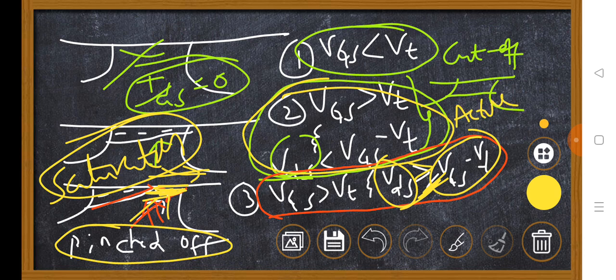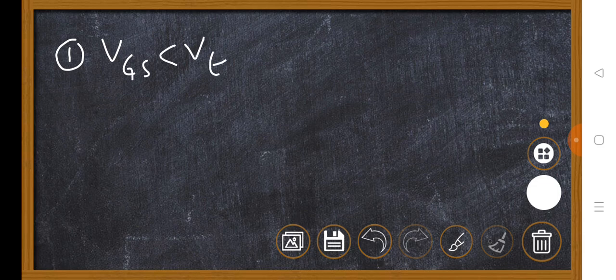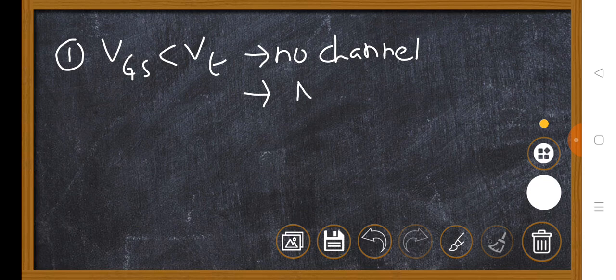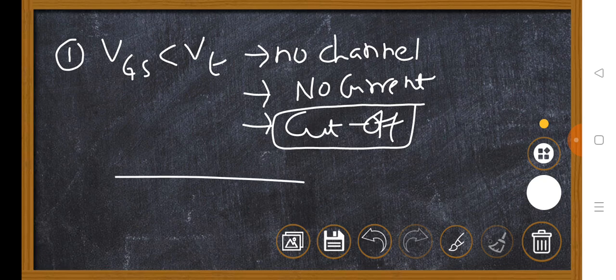Then finally we will conclude this NMOS working operation by writing the conditions along with their equations. Now I am going to write the conditions. Condition number 1: when the gate to source voltage is less than the threshold voltage, is there any channel? Absolutely no channel is there. That means, is there any current? No current is there. Is it understood? Then what is the region here? Cutoff region. Okay. Now coming to the second condition.